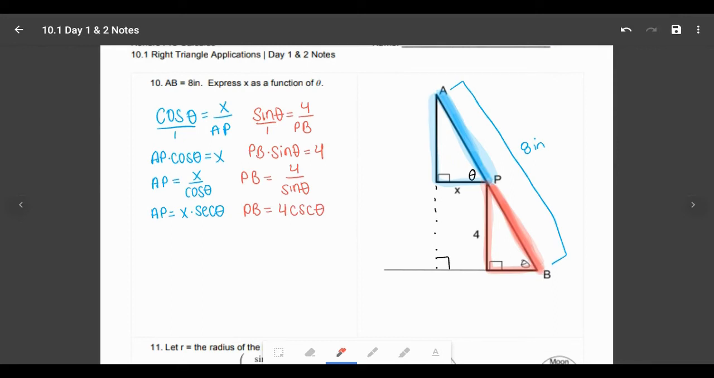Now, why did we manipulate this as such? The reason I did that is because remember that these two things, these two sides, added up to 8. So if I know that that adds up to 8, what I can do is I can say x secant theta plus 4 cosecant theta equals 8. And since I'm solving for x, well, let's go ahead and do that algebraically.